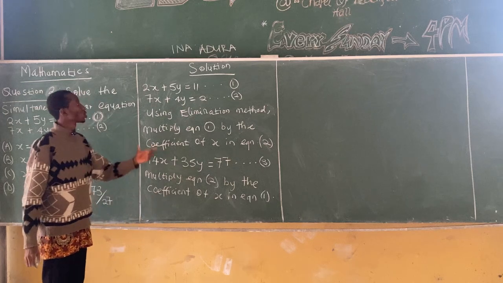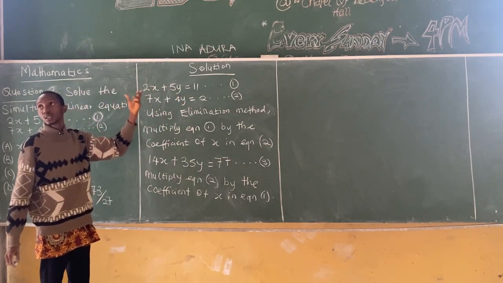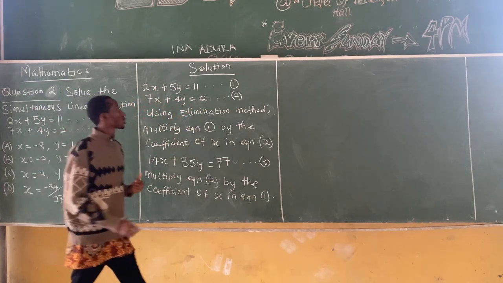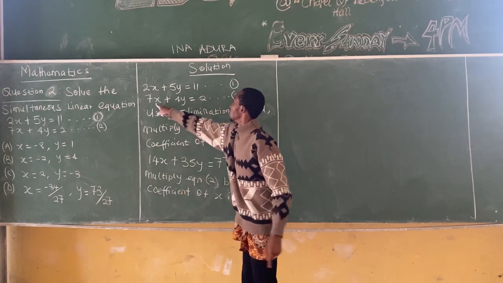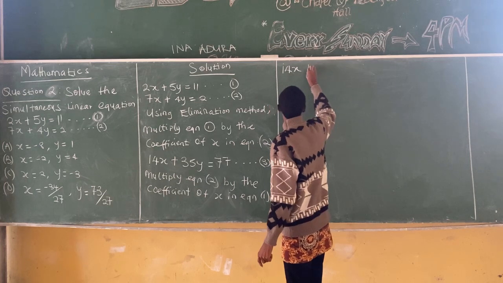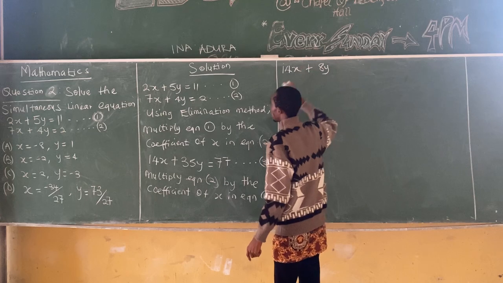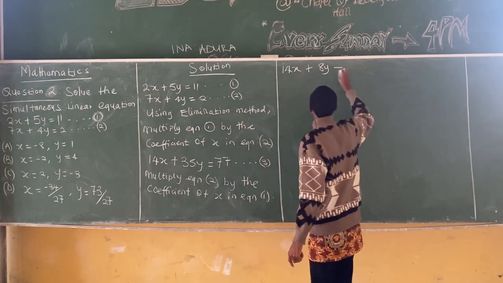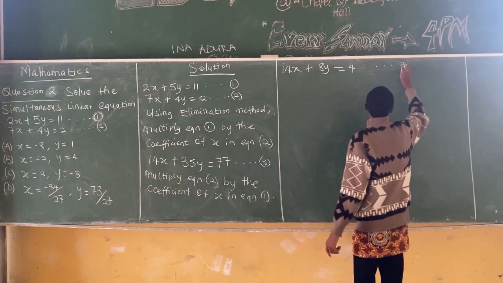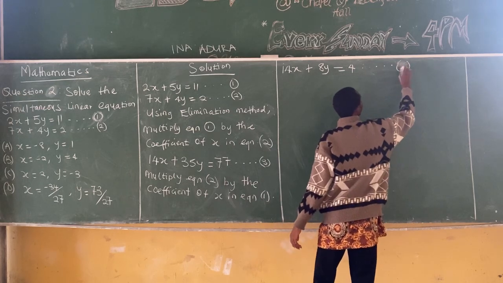Don't forget, the coefficient of x in equation 1 is what? 2. So you must use 2, the coefficient of x, to multiply all the values in equation 2. By that, we have 2 will multiply 7x. 2 times 7x will give us 14x plus 2 times 4y will give us 8y is equal to 2 times 2 will give us what? 4. This becomes our equation 4, sorry.